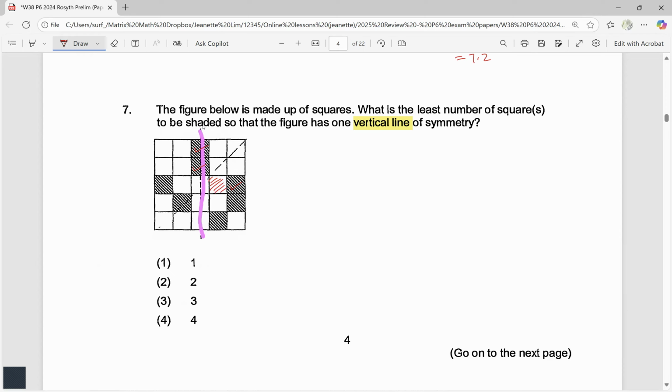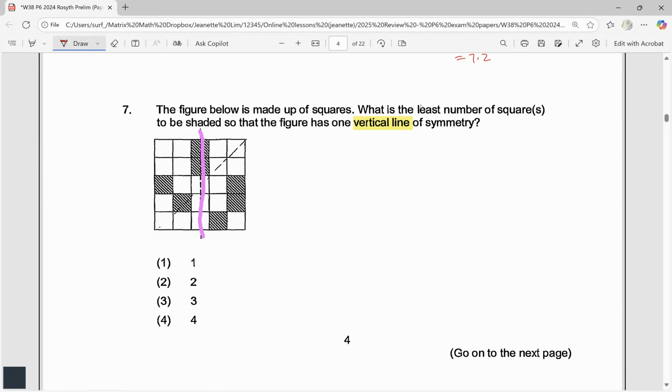Then we have, okay, so then this one match with this one. So you have to shade another square. And then this is fine in the middle. Then we have this one here. Oh no, sorry. I've been looking at it diagonally. Sorry. Wrong. I say it's a vertical line, but I look at the diagonal lines.